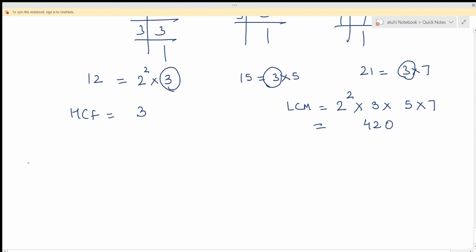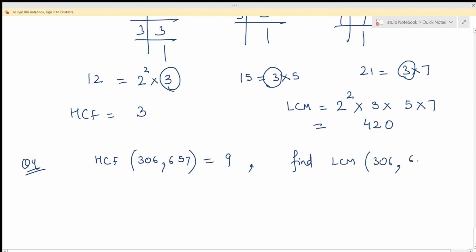Now let's move to question number 4, in which the HCF of two numbers 306 and 657 is given to you as 9, and you have to find the LCM of these numbers. So we will use the relationship over here that HCF into LCM is equal to the product of the two numbers.